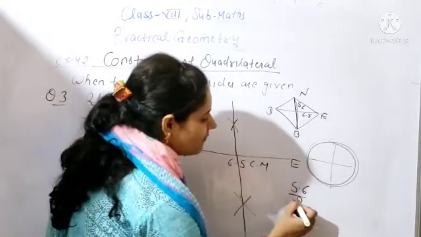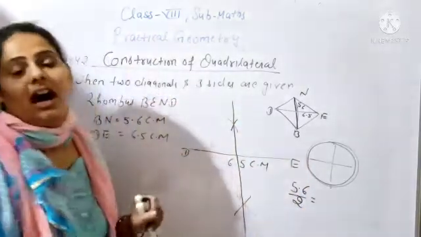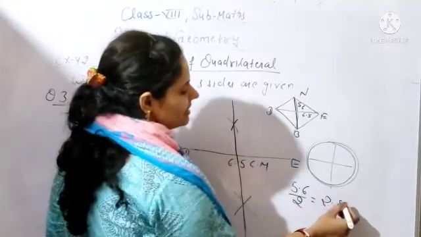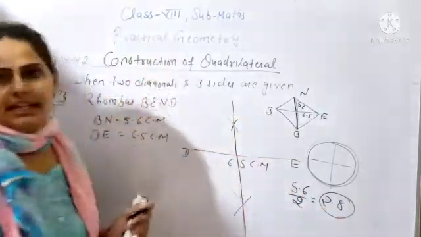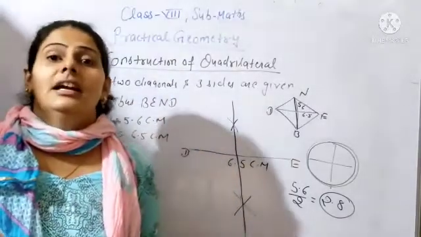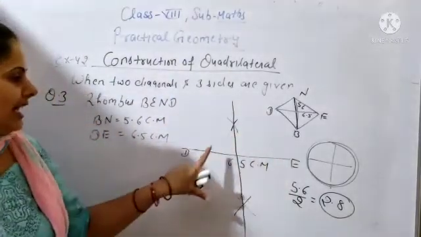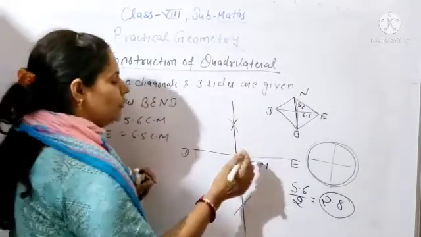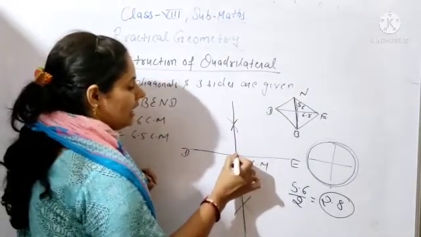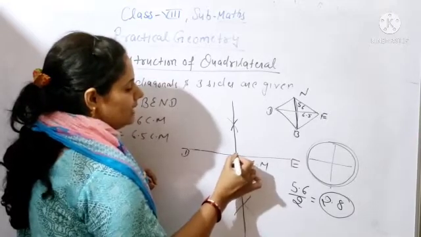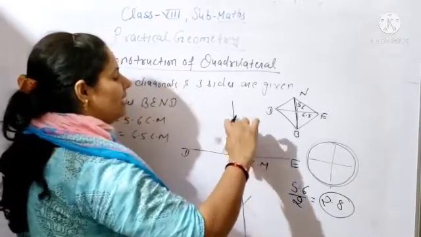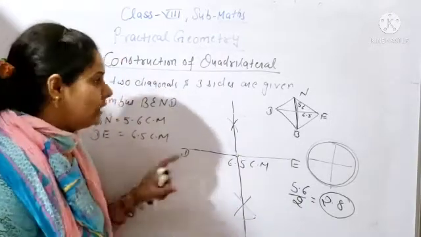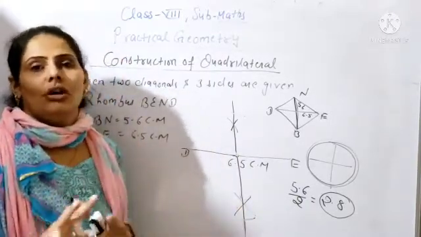So what will be the half of 5.6? Two 2s are 4 and two 8s are 16, so it will be 2.8 centimeter. Now you will take a ruler and compass and open it 2.8 centimeter. You will put it at this point, the intersecting point of both the lines, and draw the arc upwards and downwards. Here 2.8 centimeter, you will open your compass.